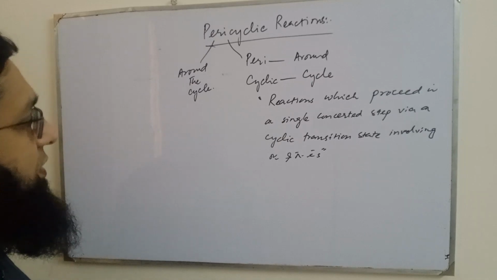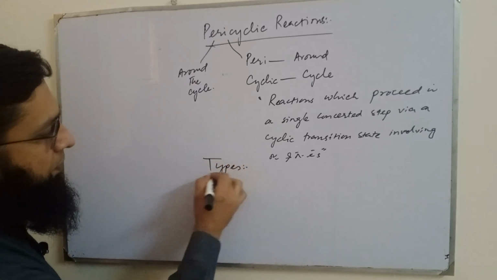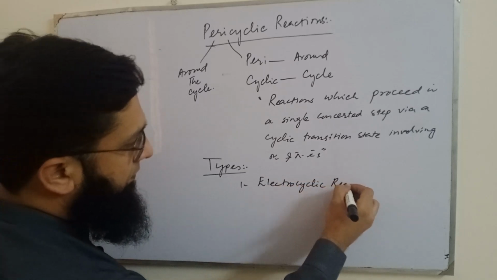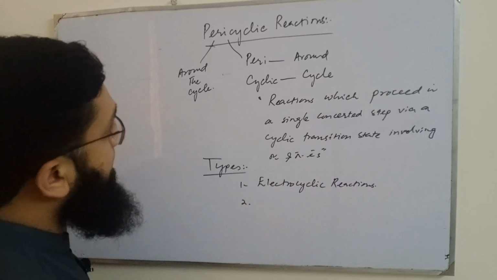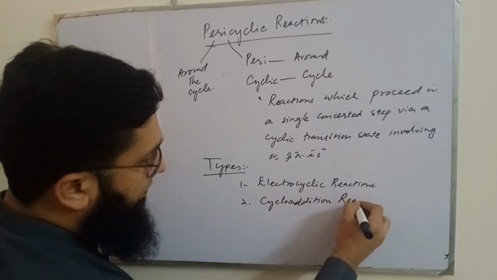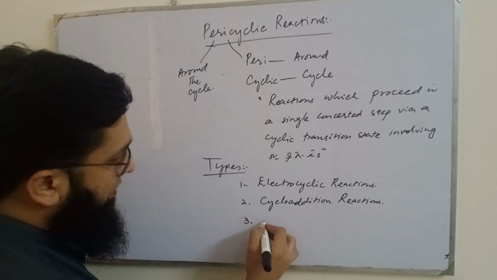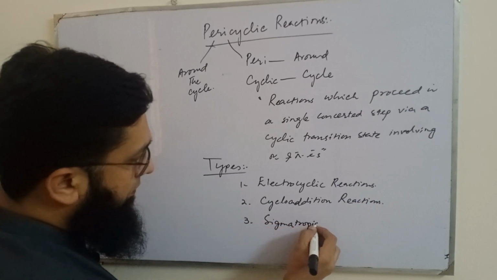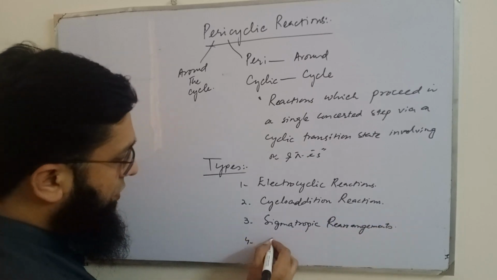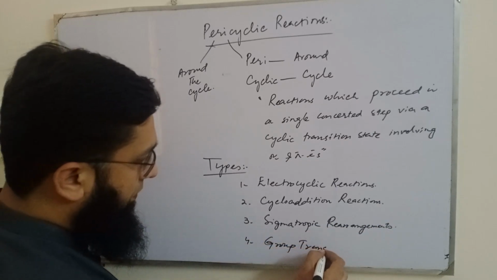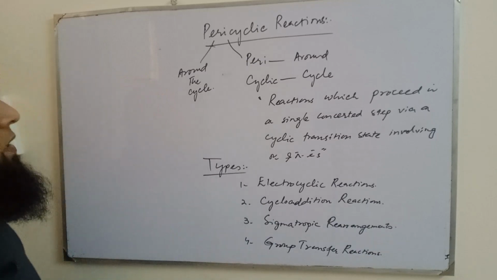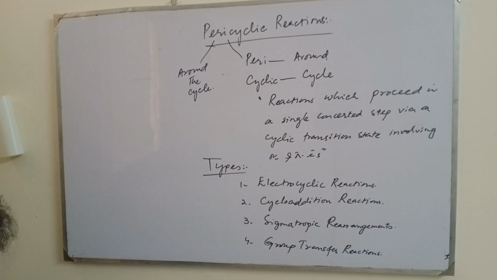Now there are four types of pericyclic reactions. Electrocyclic reactions, then cycloaddition reactions, sigmatropic rearrangements, and group transfer reactions. So these are the four types of pericyclic reactions. Now we explain electrocyclic reactions.